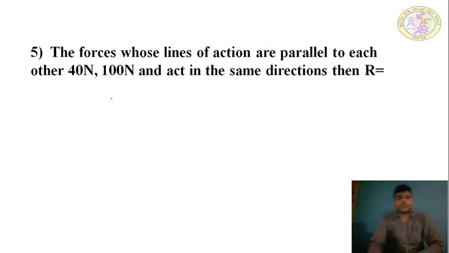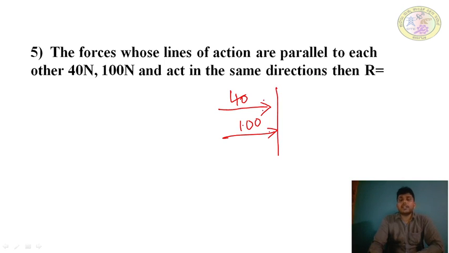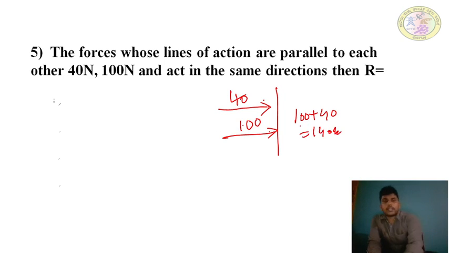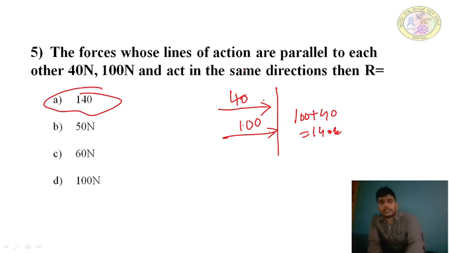Fifth question: the forces whose lines of action are parallel to each other. 40 Newton and 100 Newton are parallel to each other. If the two forces act in the same direction, then the resultant force should be added: 100 plus 40 is 140 kilonewton. Resultant force is 140 kilonewton. Yeah, 140 kilonewton is the answer.